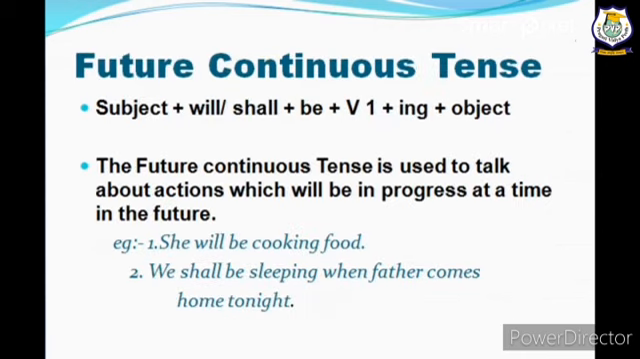Future continuous tense. Subject plus will, shall plus be plus verb first form plus ing plus object. The future continuous tense is used to talk about actions which will be in progress at a time in the future. For example, she will be cooking food. She shall be sleeping when father comes home tonight.